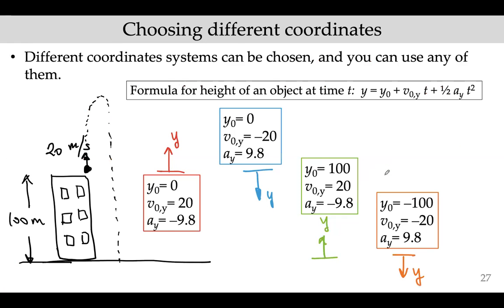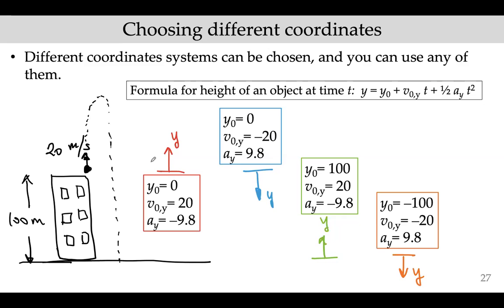Okay, what would happen if you chose different coordinate systems? First of all, you can choose any coordinate system. I show you here 4 possibilities, but you can choose even a coordinate system like this, or you can choose somewhere in the middle like this. All are possible. So there are actually infinitely many possible coordinate systems. But let's think about these 4.